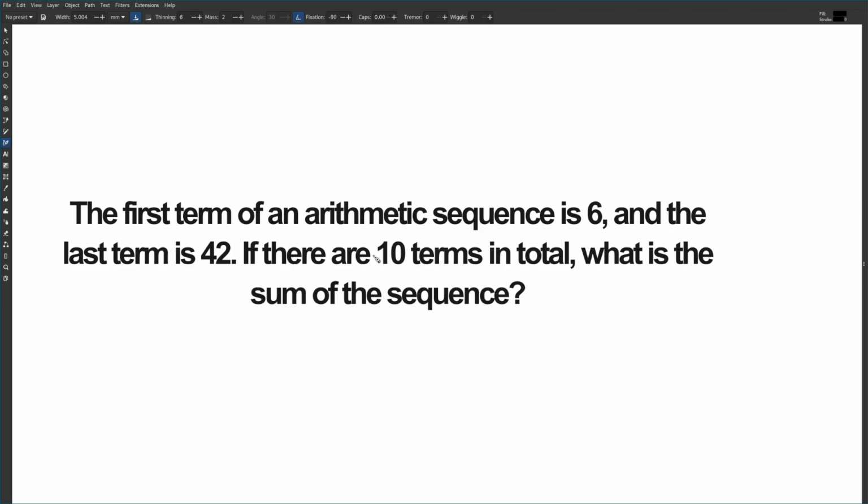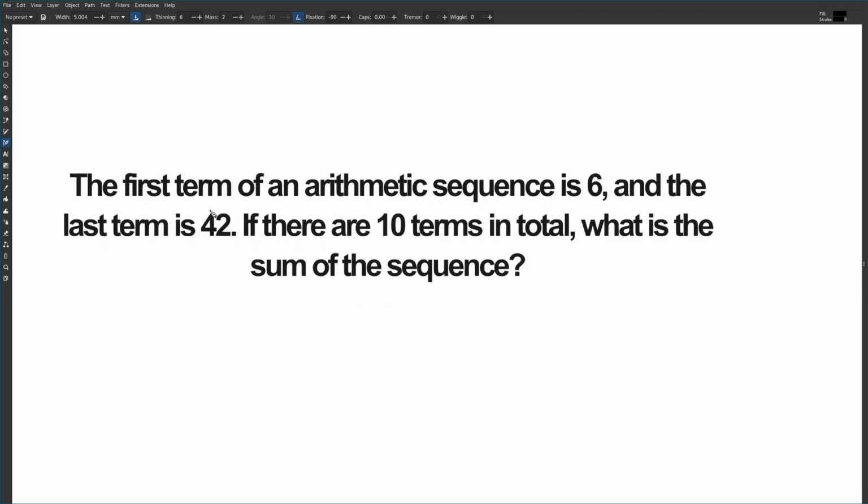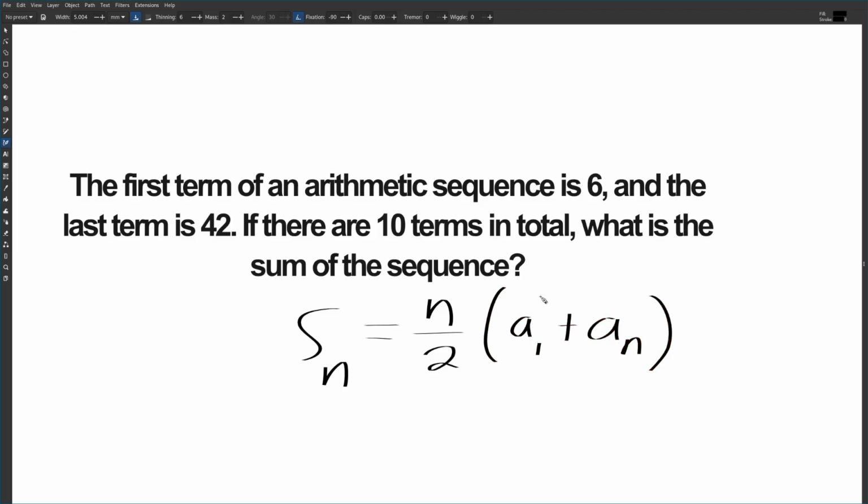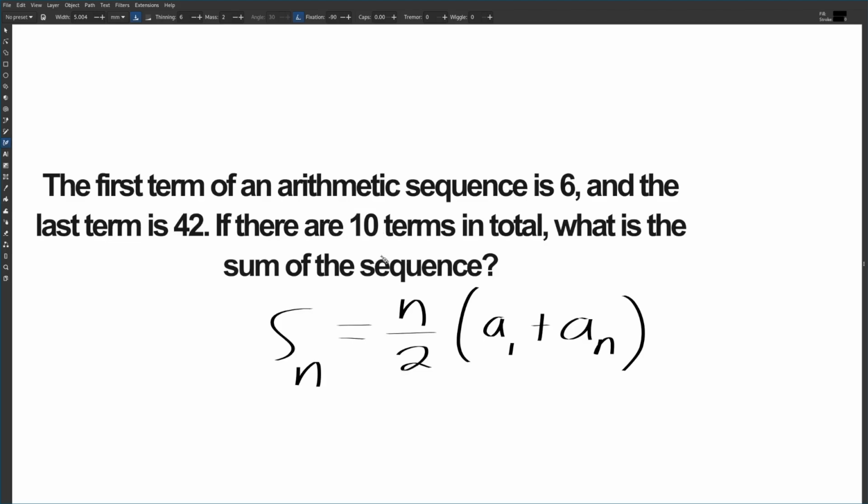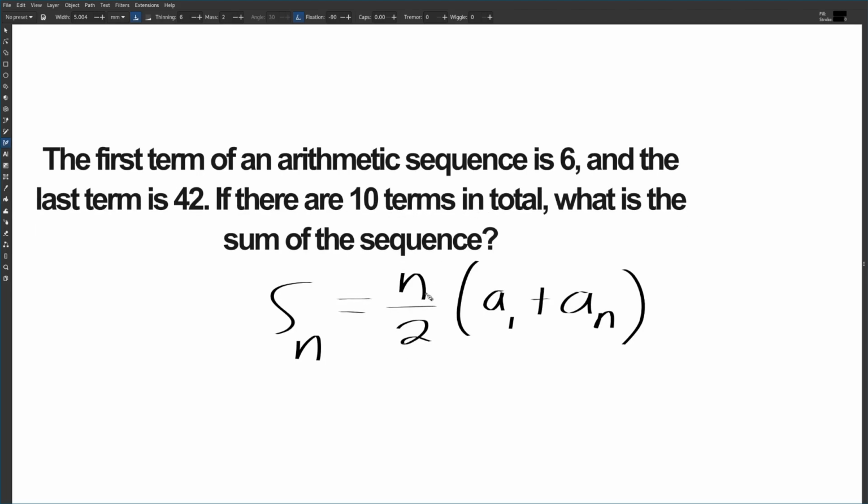So this formula is useful because instead of trying to do all that addition, 6 plus something plus another thing, we can just use the formula. So the sum of the first n is equal to n divided by 2, parentheses, a of 1 plus a of n. Let's use the information they tell us. There are 10 terms in total, so this n over 2 turns into 5, 10 divided by 2, times the first term, which is 6, plus the last term, which is 42. So we're left with 48 times 5.